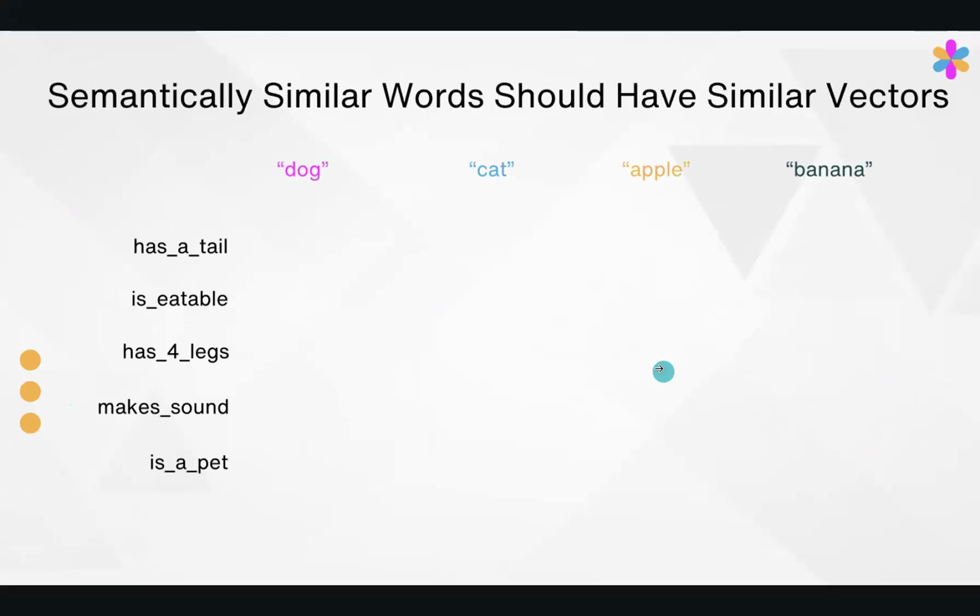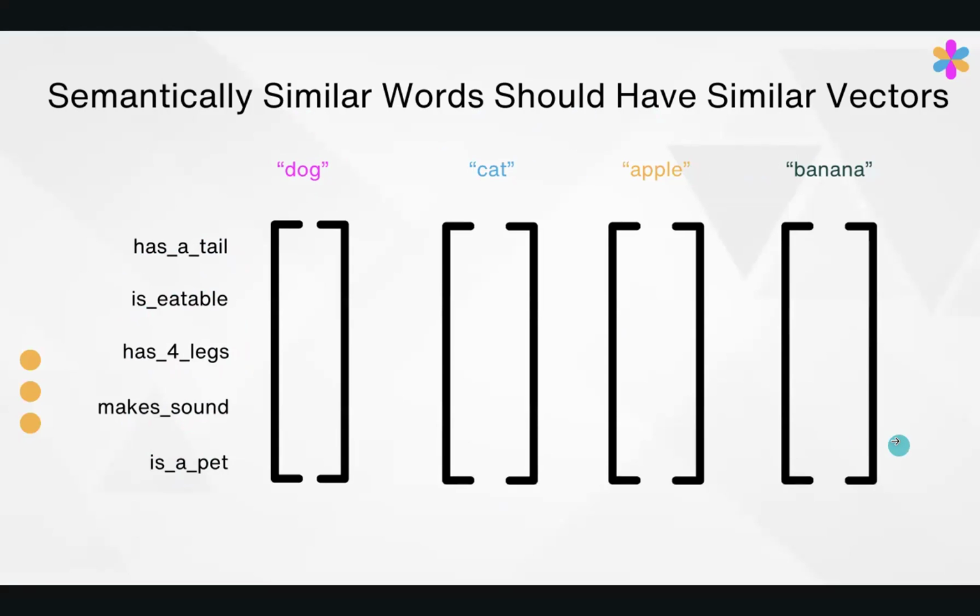That's where the idea is born: what if you represent every word as a vector? So let's say I'm going to represent dog, cat, apple, and banana as 5-dimensional vectors. So then you might ask, how do you make these 5 dimensions? I say that, let's say the 5 dimensions are the features. So for the first dimension, I ask the question whether it has a tail. The second dimension, I ask whether it is eatable. The third dimension, I ask whether it has 4 legs. Then I ask whether that word makes a sound and whether it is a pet. And then I'll make a vector for each word.